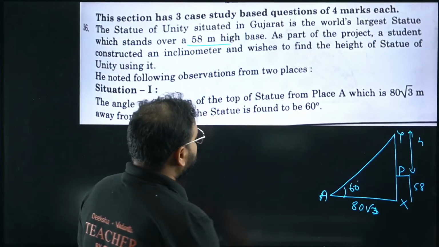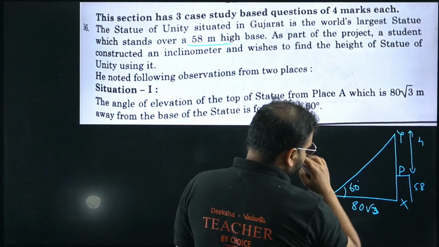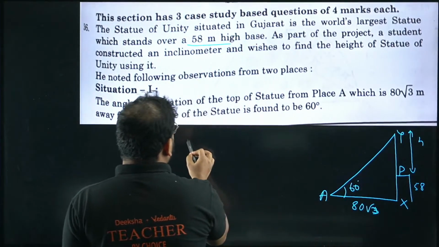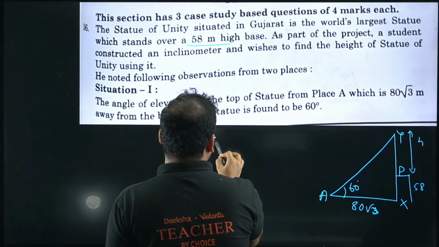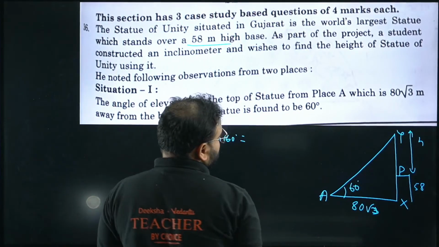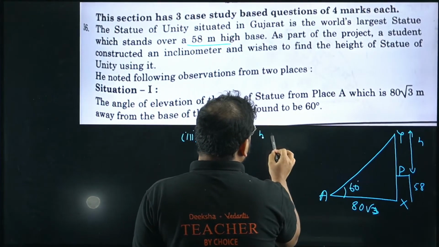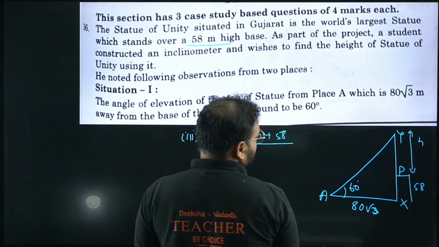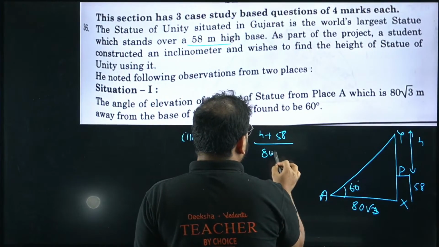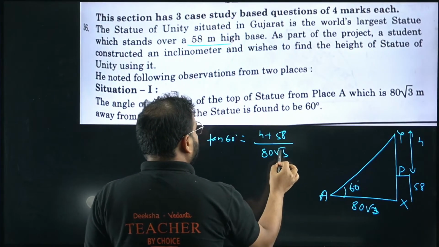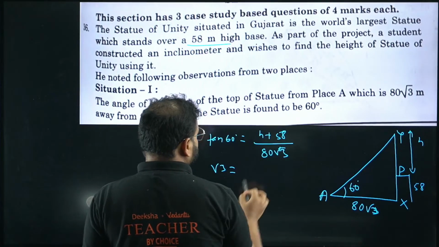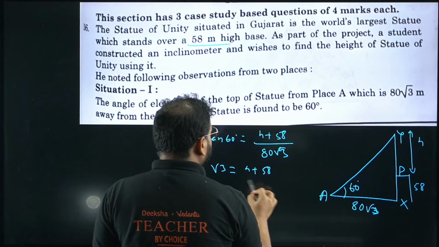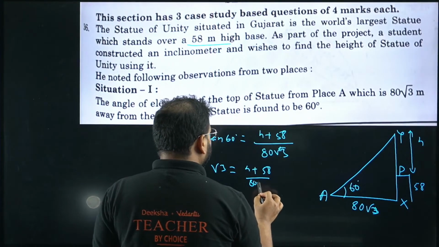Situation 1 we have to use in this case. With and without the base we have to find out. So for part 3 we are looking for, please check, I can write here tan 60. It will become H plus 58 upon 80 root 3, correct? So tan 60 is root 3.